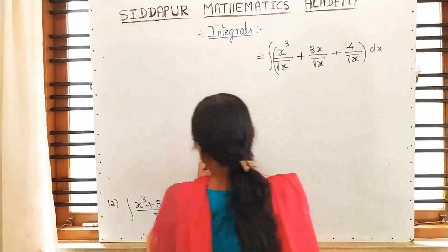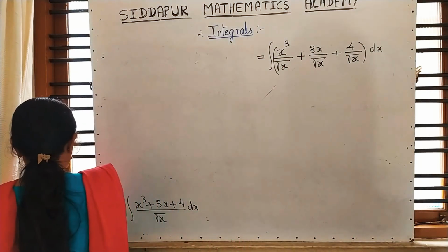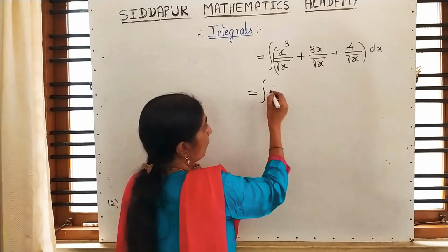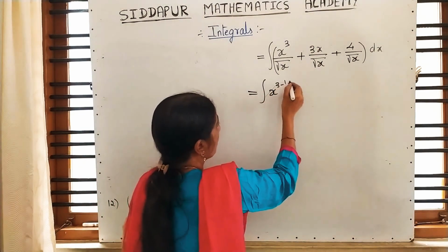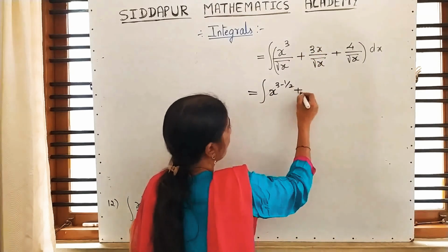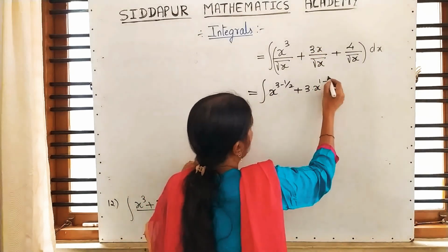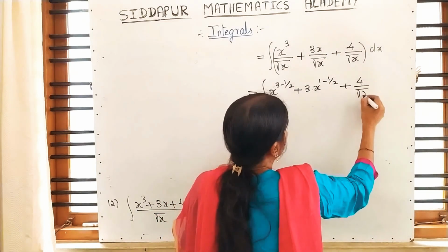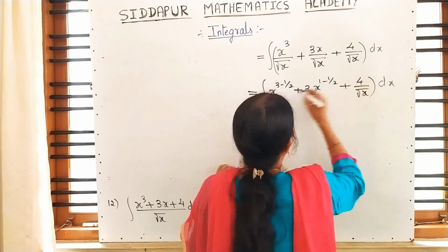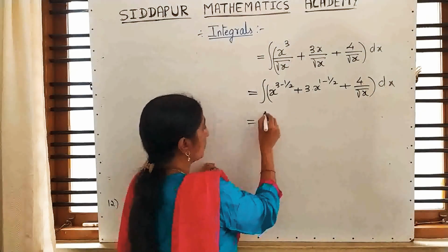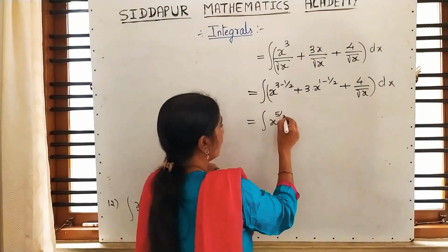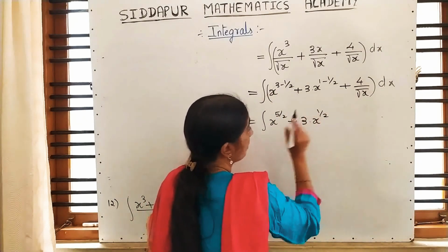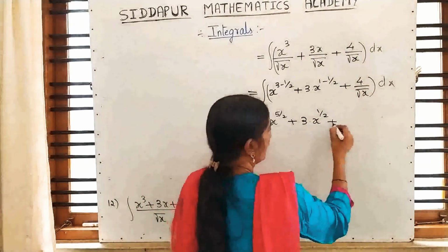Before integration, first we have to simplify that. Root x means x raised to half, it goes up. 3 minus half. Here also it goes up. 1 minus half. There is no power means 1. And this I kept as it is. Why? Because we are familiar with integration of 1 by root x. It is x raised to 5 by 2 after simplifying. And remember, this is before integration.